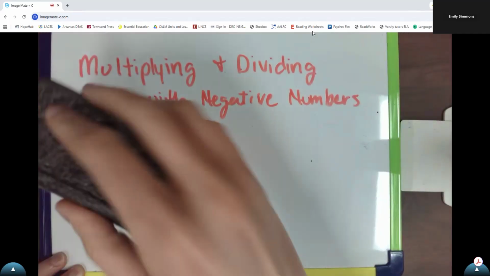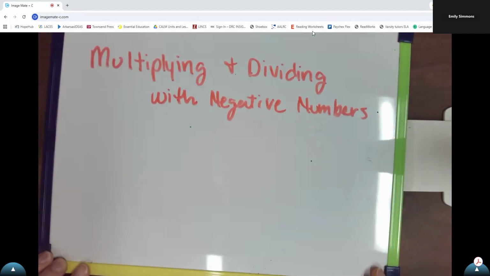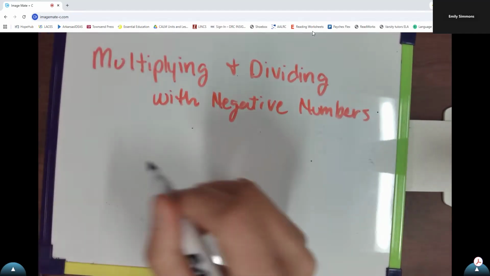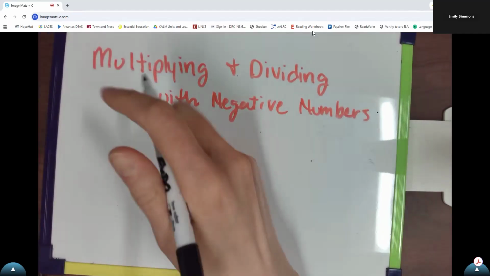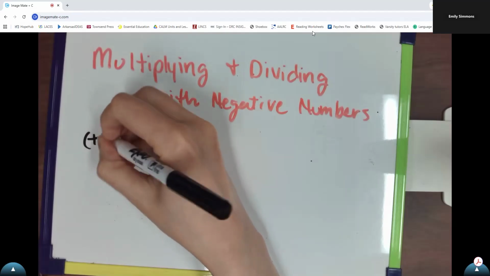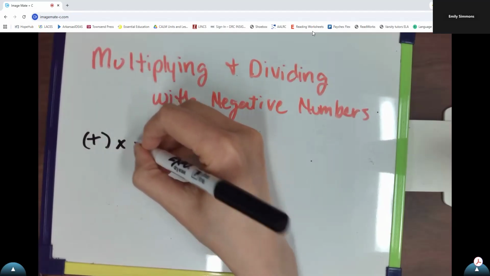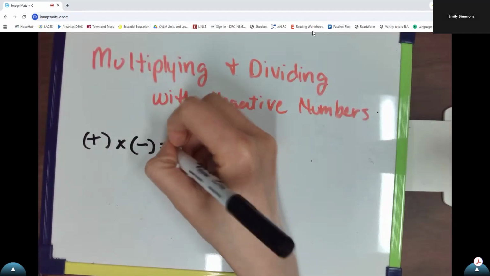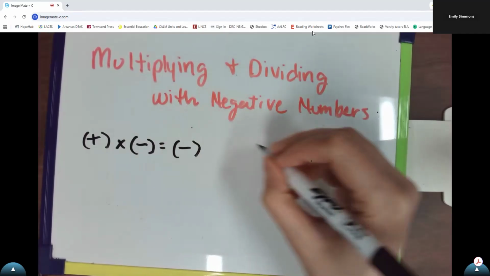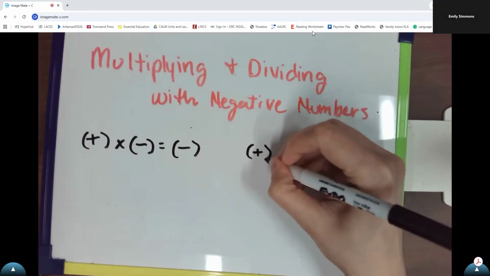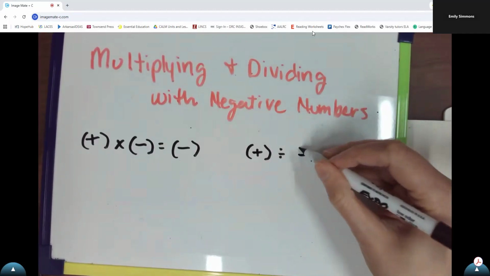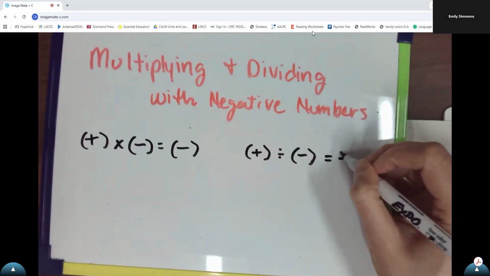Same thing, different signs between my two numbers, I still get a negative answer. So if I had the negative second, I'm still getting a negative answer. So if I had a positive times a negative, I get a negative answer. Or if I had a positive divided by a negative, I get a negative answer.